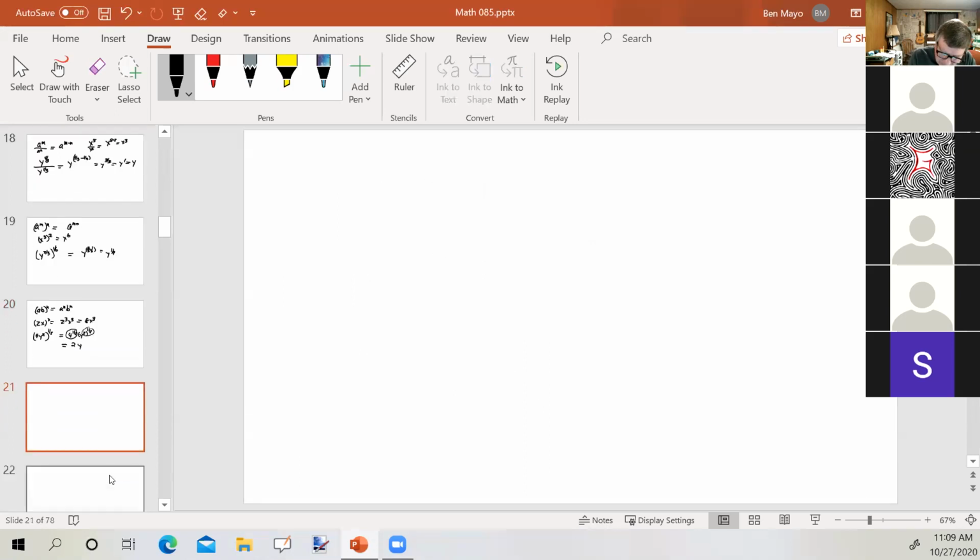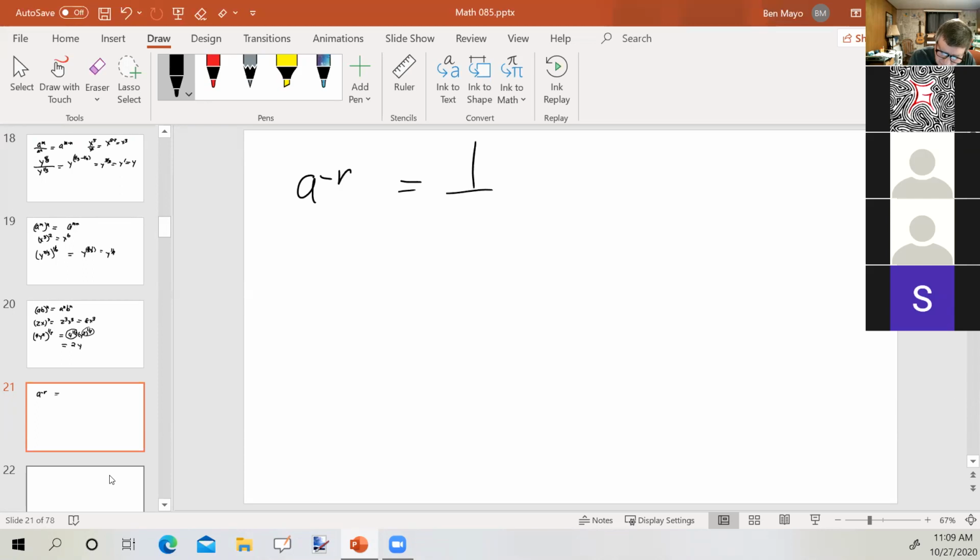Okay, another rule. Let's say you've got a to the negative r power. That's equal to 1 over a to the positive r power. So 7 to the negative 3 power is equal to 1 over 7 cubed, which is equal to 1 over, let's see, 7 cubed is 343.